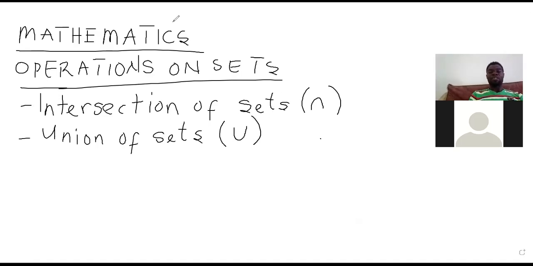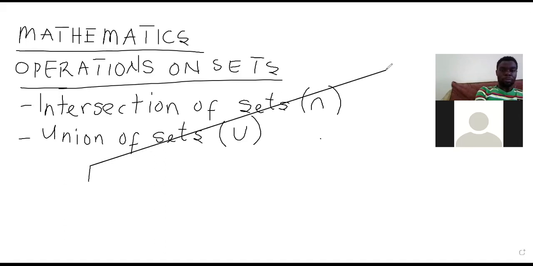When you see this symbol, that is union. So we look at union of sets. When you talk of union, it means we are combining. Remember, marriage is a union between a man and a woman. We are putting them together. So the union of 2 or more sets means that we combine all the members of the sets given to form one whole set. That is union.